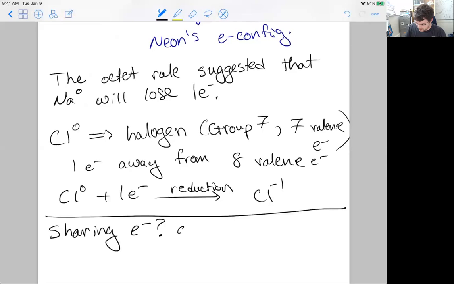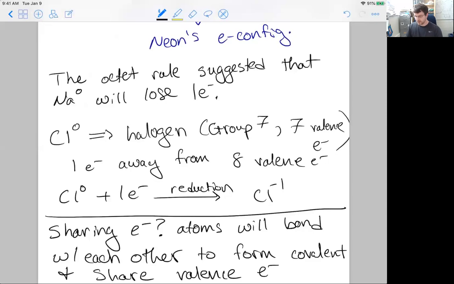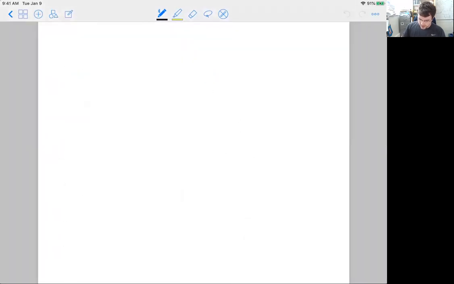So atoms will bond with each other to form covalent bonds and share valence electrons. The term valent is already in the name of this bond, covalent. We're sharing the valencies, we're sharing the valence electrons. Okay, now something great happens when we do this. Let's look at a nice, easy example.